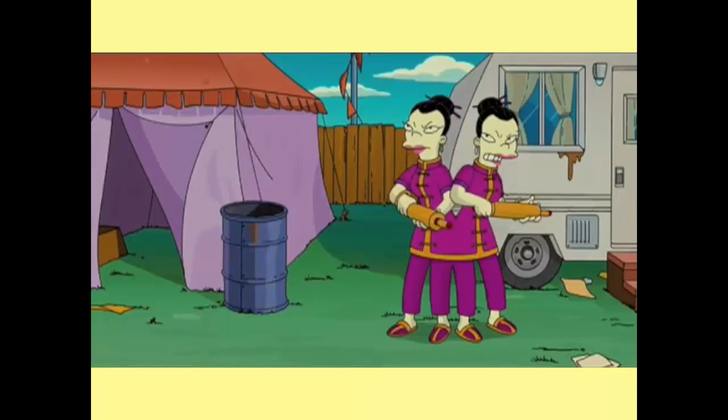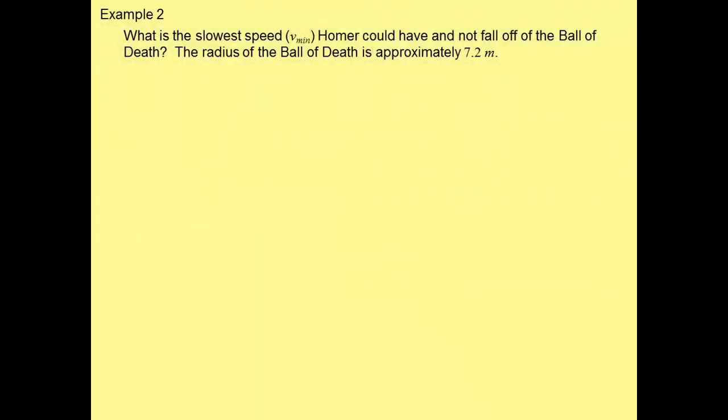Ah, The Simpsons. So let's analyze the ball of death here. I want to know what is the slowest speed, V-min, Homer could have and not fall off of the ball of death. Now I'm going to assume here that the ball of death is approximately 7.2 meters. That isn't just a number I pulled out of my head. I assumed Homer was an average-sized male and estimated, using the height of Homer, the diameter of the ball of death, and then calculated its radius. So I'm pretty confident that that's pretty close to what it was in that silly little movie you just watched.